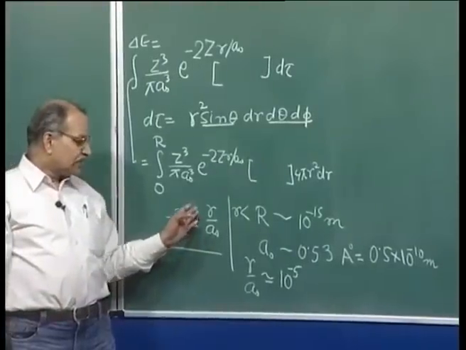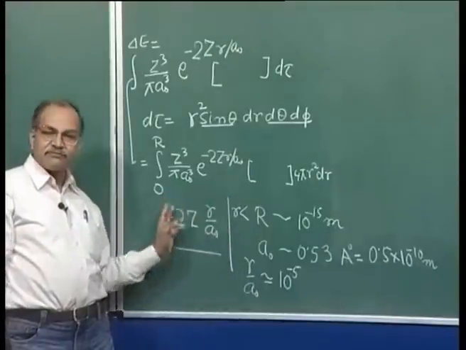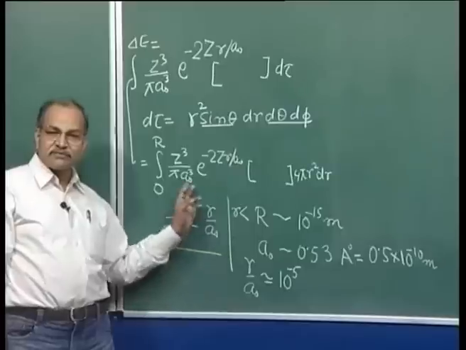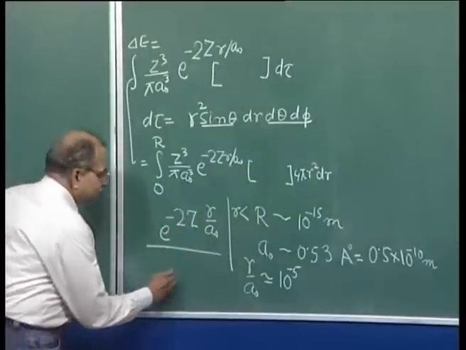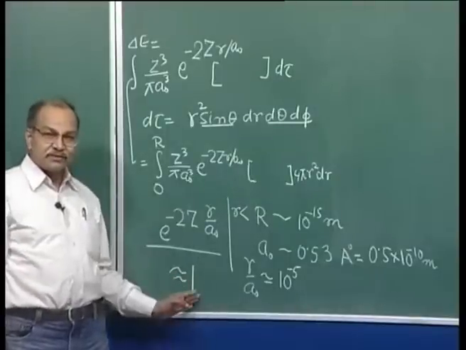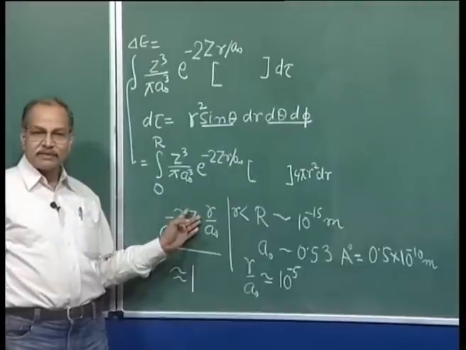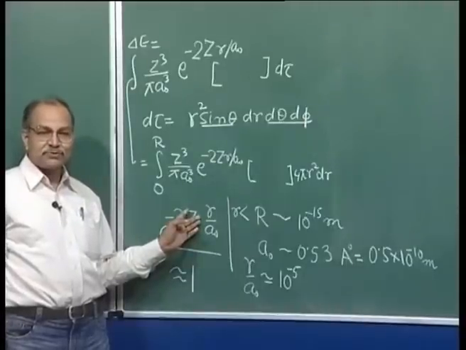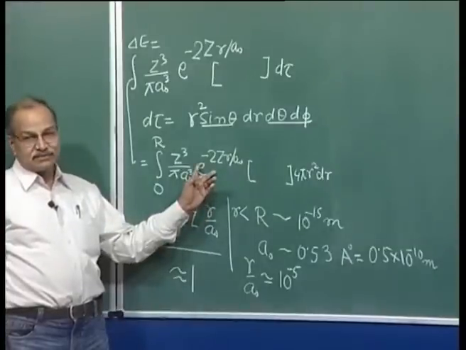So, this is a small number, 10 to the minus 4, 10 to the minus 3, 10 to the minus 5 type, and therefore this factor is almost 1. E to the power 0 is 1, and this is very small, 10 to the minus 4 or so, 1 by 10,000 or so. So, it is close to 0. So, this factor will be almost 1, and therefore we will put this as 1.